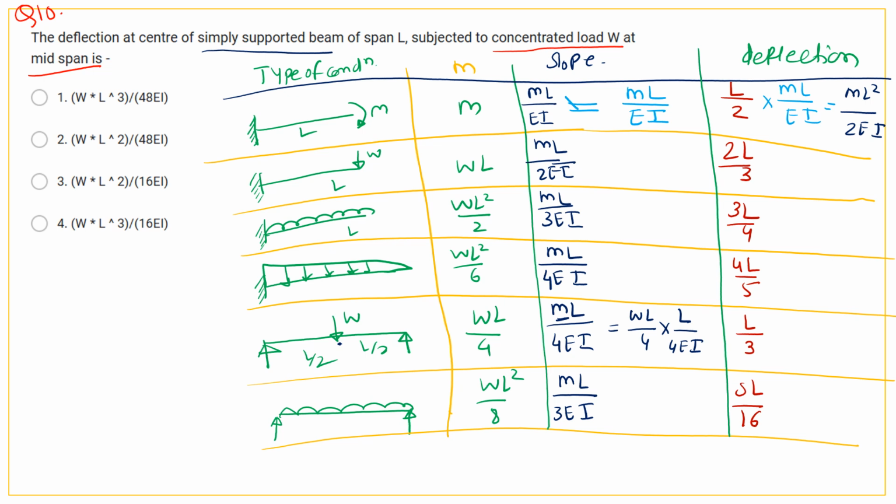If we do this calculation, then we get WL square divided by 16EI as a slope. If we put this value into a multiplication for this L by 3, then WL square divided by 16EI equals WL cube divided by 48EI. Okay, here this value is in option number 1. So option number 1 is correct for this question.